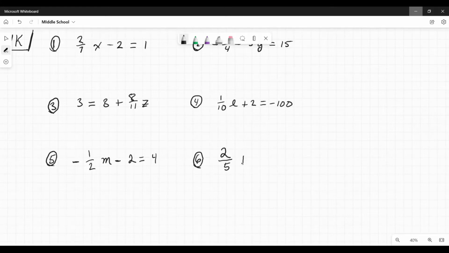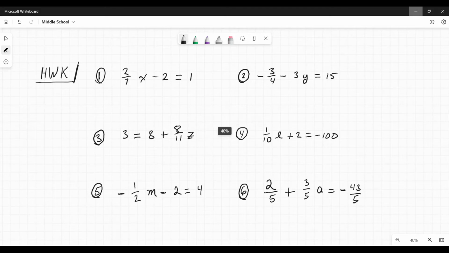2/5 plus 3/5 a equals -43/5. There's your homework. When you finish copying those, you may make like a tree and get out of here.